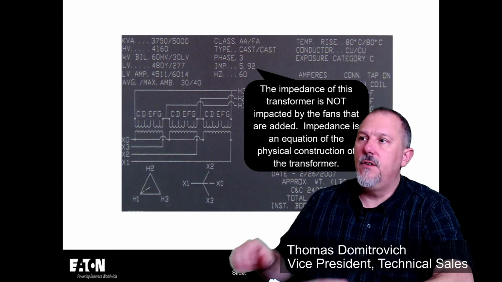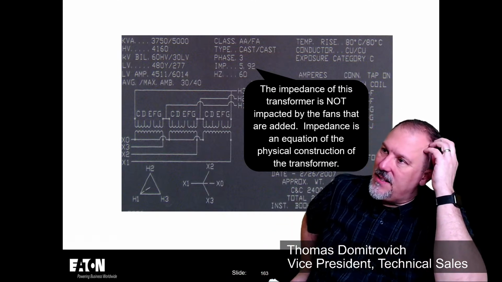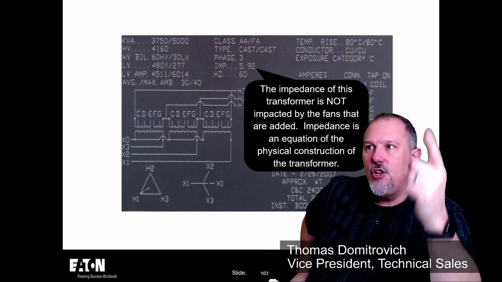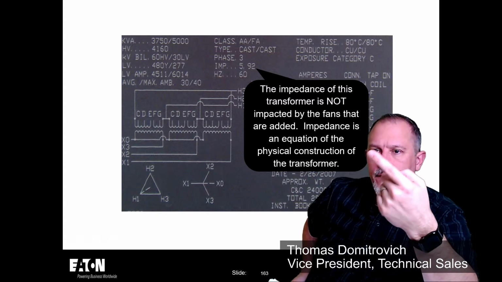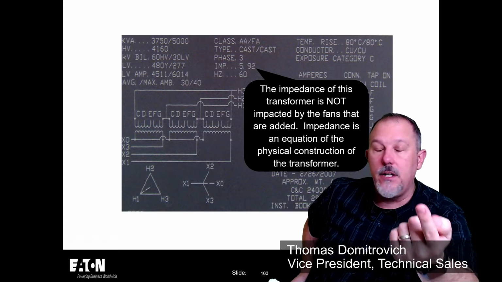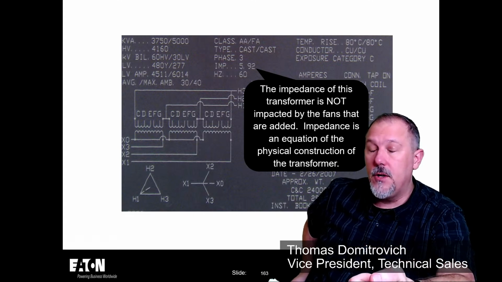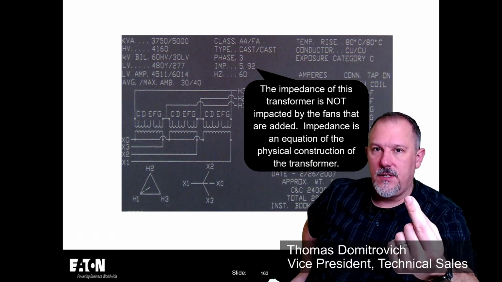All right. So 5.92% impedance. I have 2 kVA ratings. I've got 2 full load amps. Look at the full load amps: 4511 or 6014. There's your low voltage amps. I've only got 1 impedance.